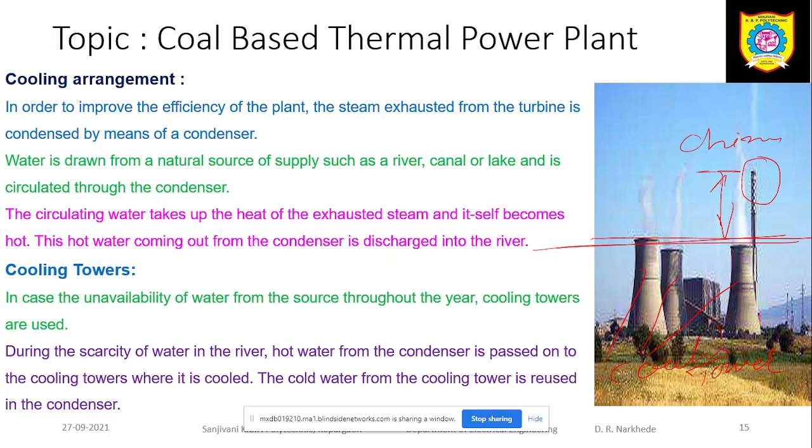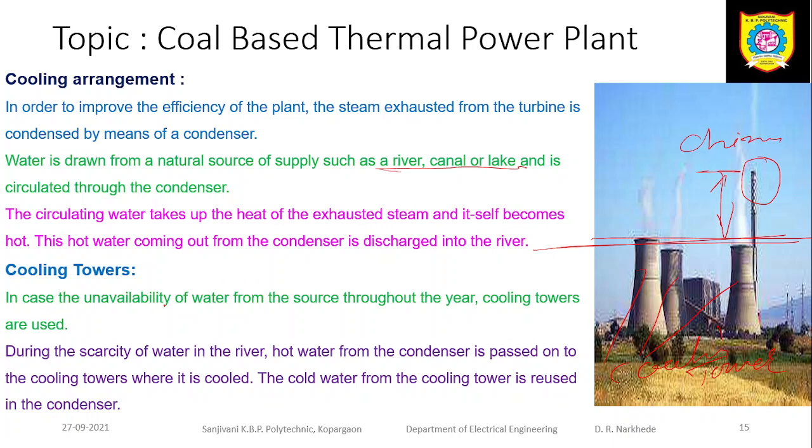Then this cooling arrangement: in order to improve the efficiency of the plant, the steam exhausted from the turbine is condensed by means of a condenser. Water is drawn from a natural source of supply such as a river, canal or lake, and is circulated through the condenser. The circulating water takes up the heat of the exhausted steam and itself becomes hot. This hot water coming out of the condenser is discharged into the river.